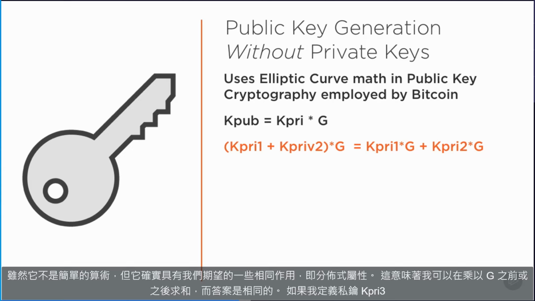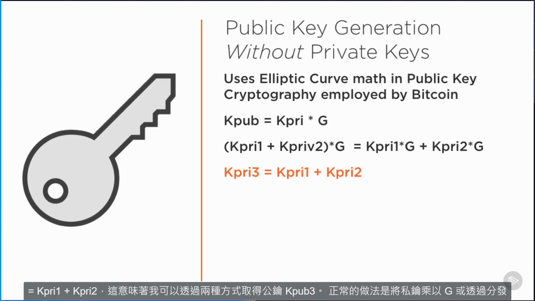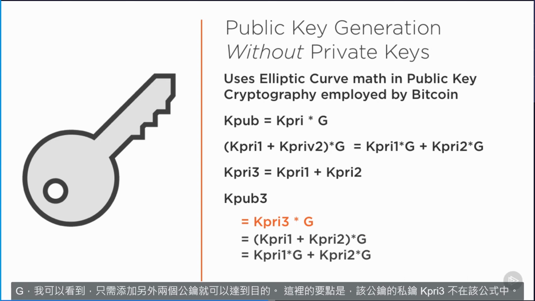If I define a private key k_pri3 equal to k_pri1 plus k_pri2, this means I can get to a public key k_pub3 in two ways. The normal way of just multiplying the private key by g, or by distributing g, I can see that I get there by simply adding two other public keys. The take-home here is that k_pri3, the private key for this public key, is not in that formula.